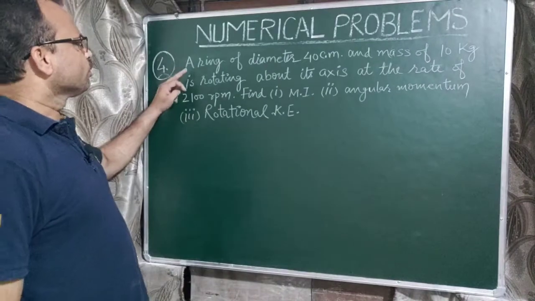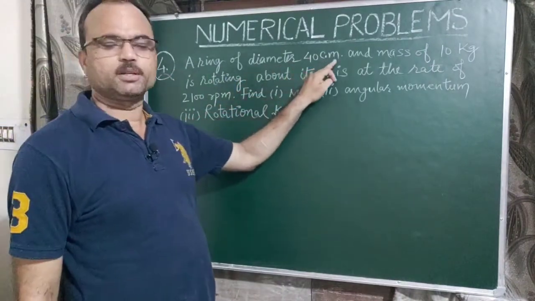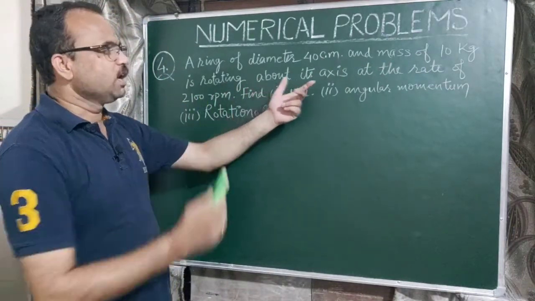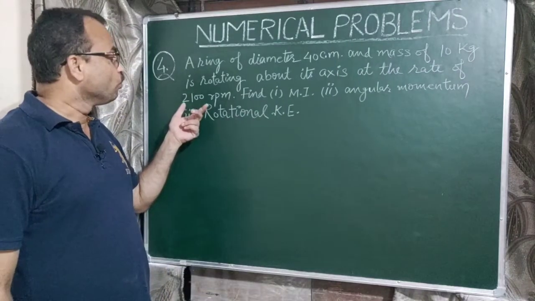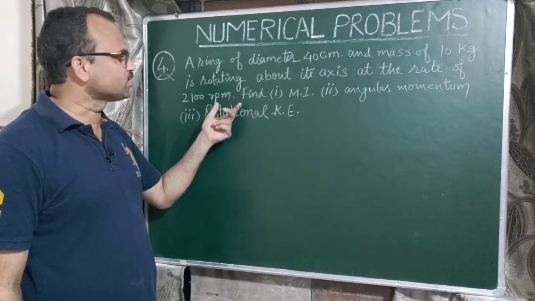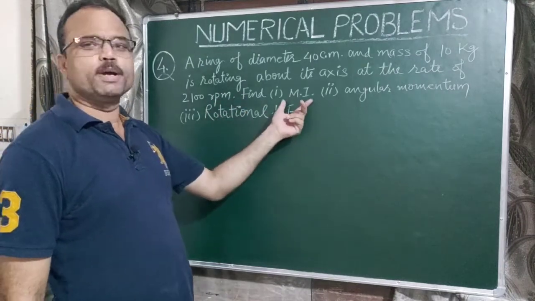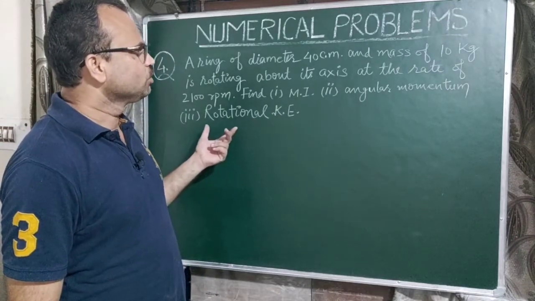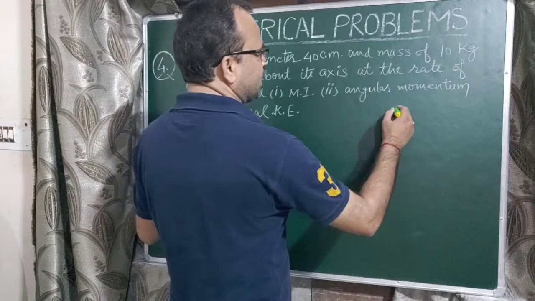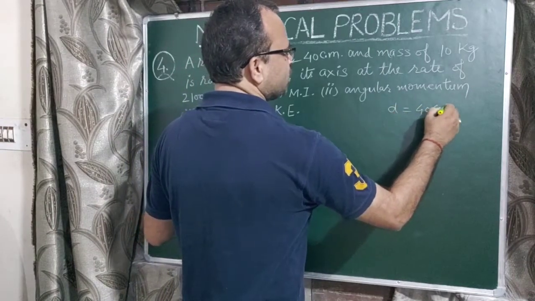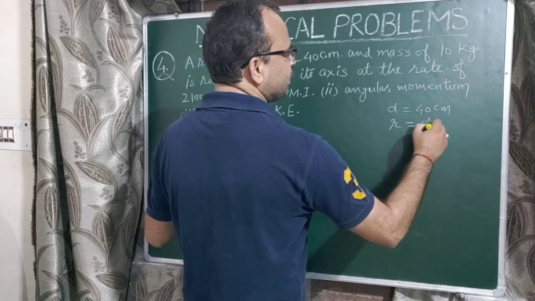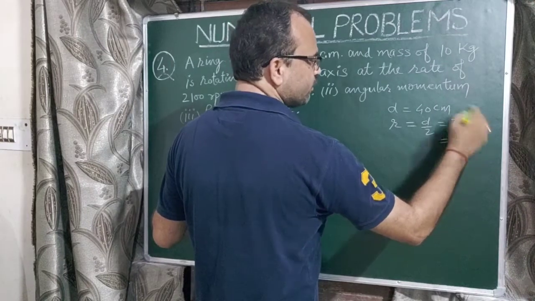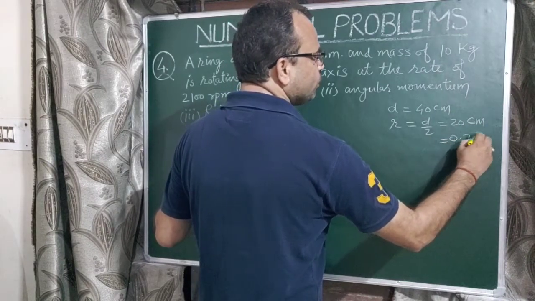Right? The question number 4. A ring of diameter 40 centimeter and mass of 10 kg is rotating about its axis at the rate of 2100 rpm, means revolutions per minute. We have to find the moment of inertia, angular momentum and rotational kinetic energy. Okay, so let us write down the given values. Diameter d equal to 40 centimeter, it means radius equal to diameter by 2, means 20 centimeter. So first we convert 20 centimeter into meter by dividing by 100, so 0.2 meter.